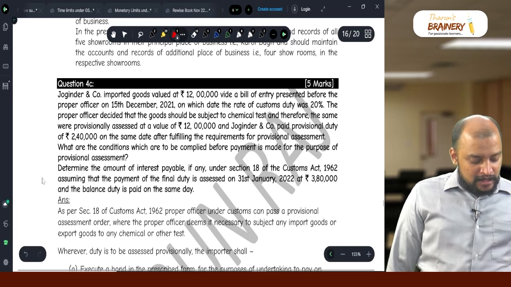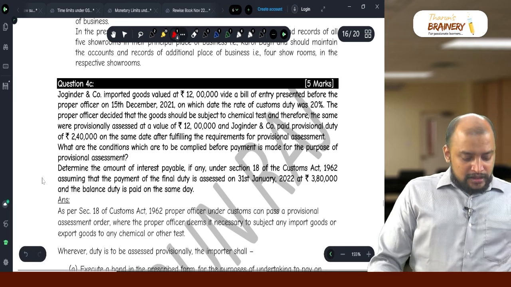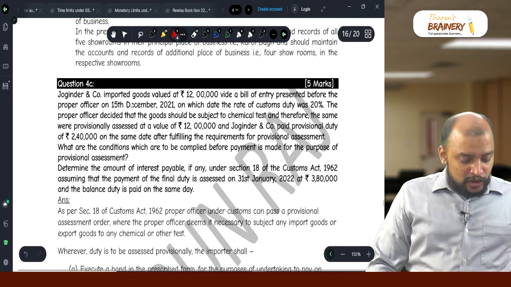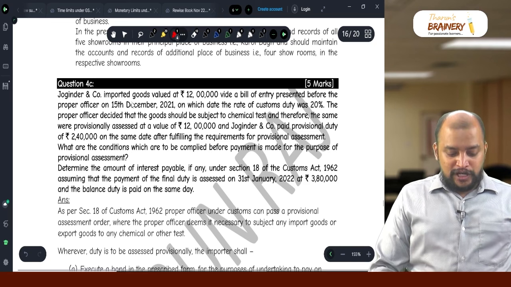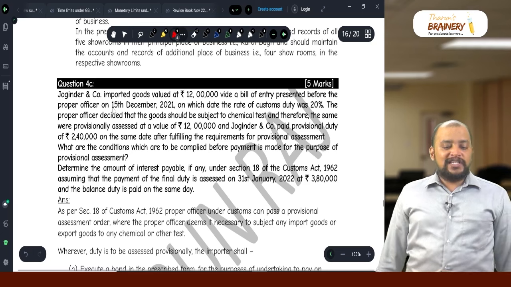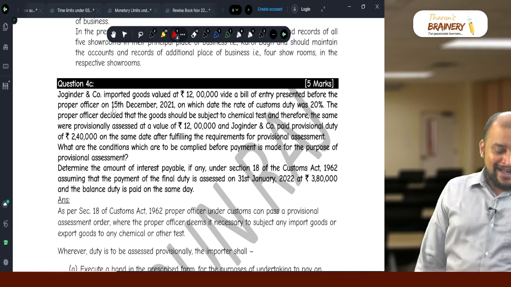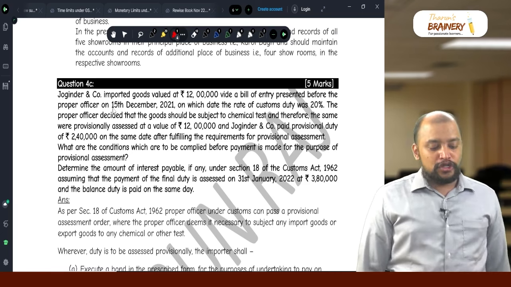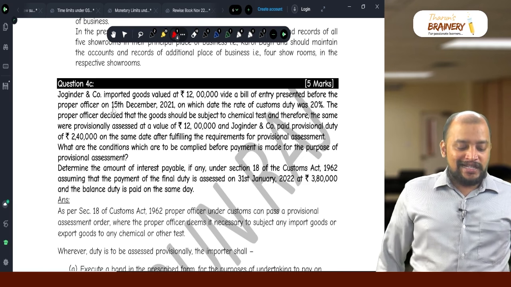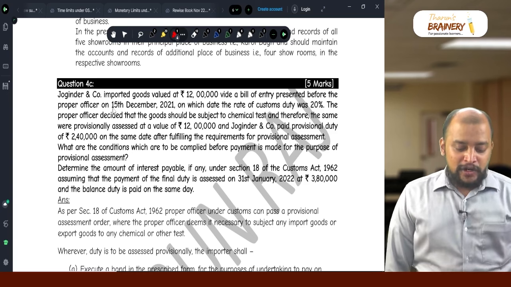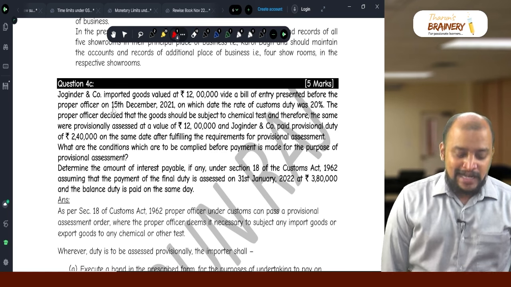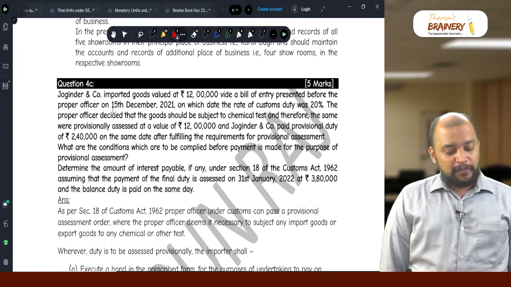Joginder and company imported goods valued at 12 lakhs vide a bill of entry presented before the proper officer on 15 December, on which date the rate of customs duty was 20%. The proper officer decided that the goods should be subject to chemical test and therefore the same were provisionally assessed at a value of 12 lakhs and Joginder and company paid provisional duty of 2,40,000 on the same date after fulfilling the requirements for provisional assessment.